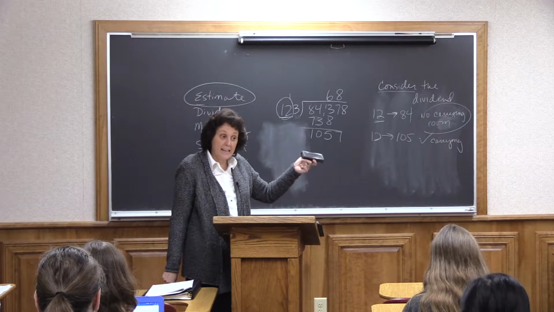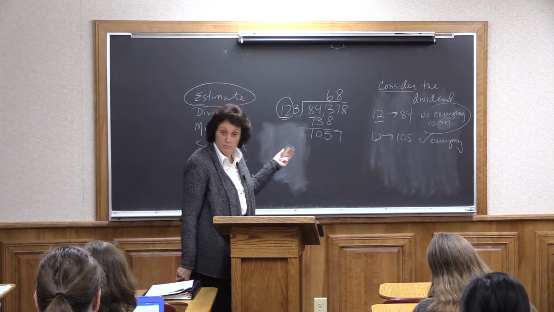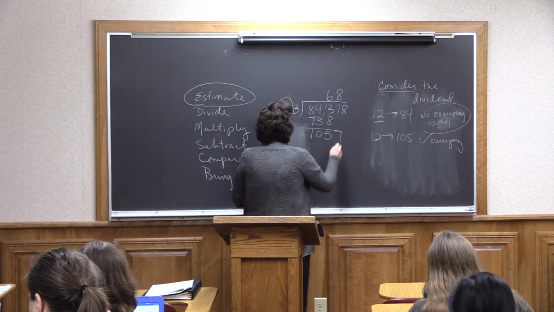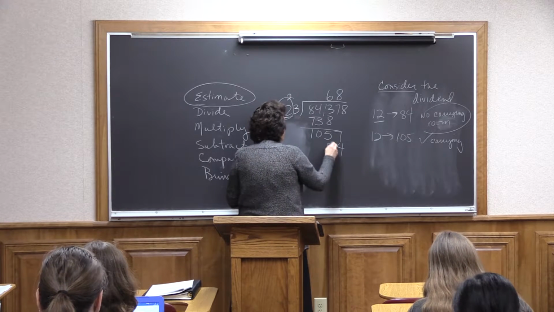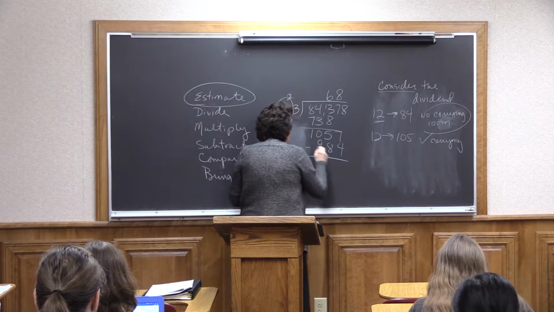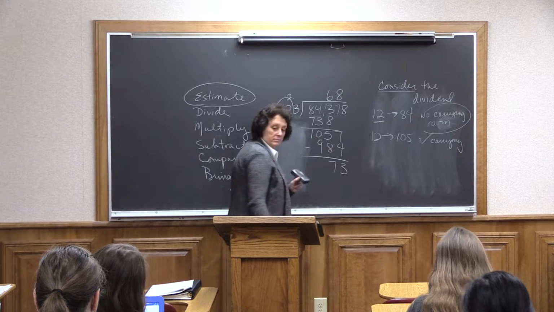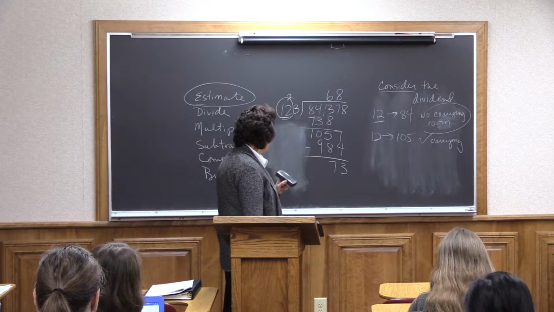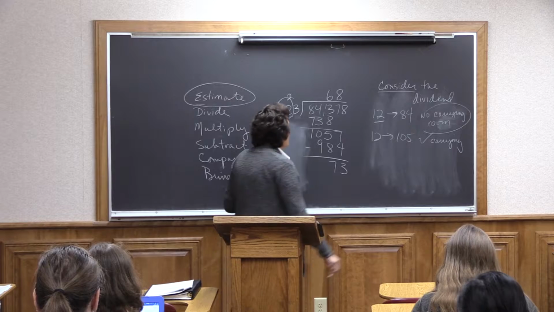Do I go in exactly? Do I have enough room to carry? I'm going to be carrying a 2. So then 8 times 3 is 24. Carry that 2. That gives me 18. And this is going to give me, what? 73. And that brings me to my third strategy.